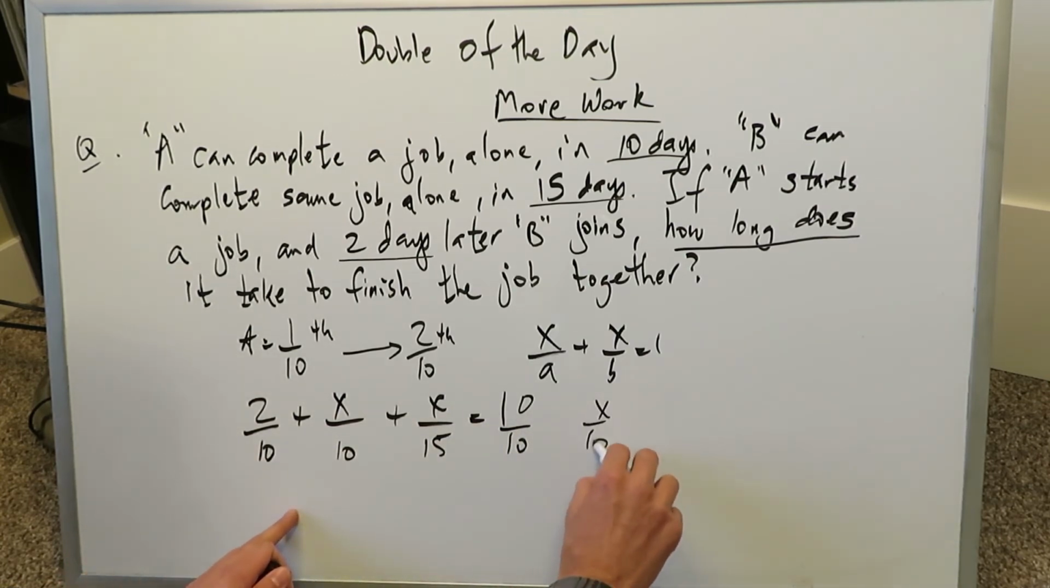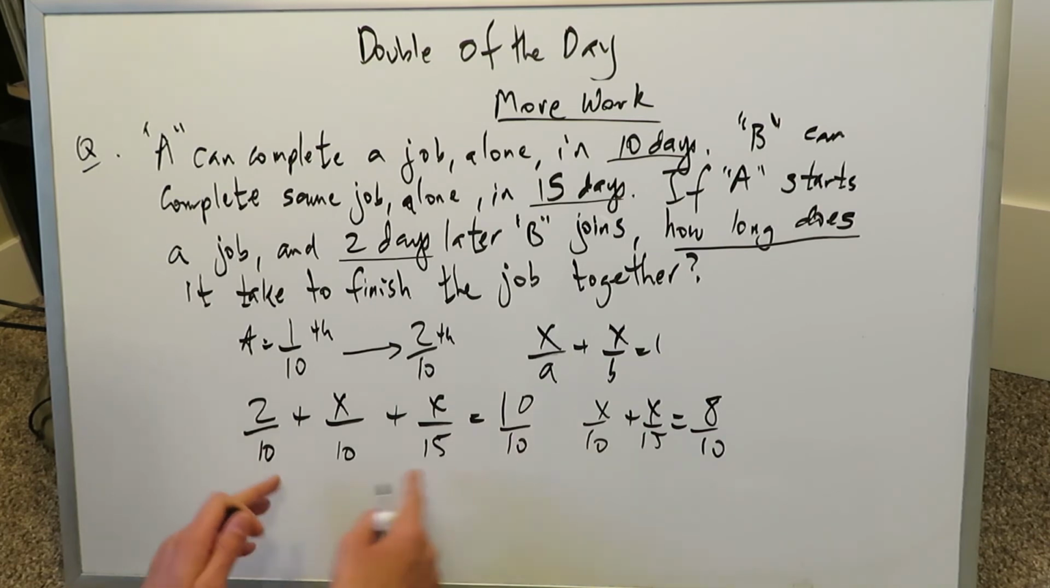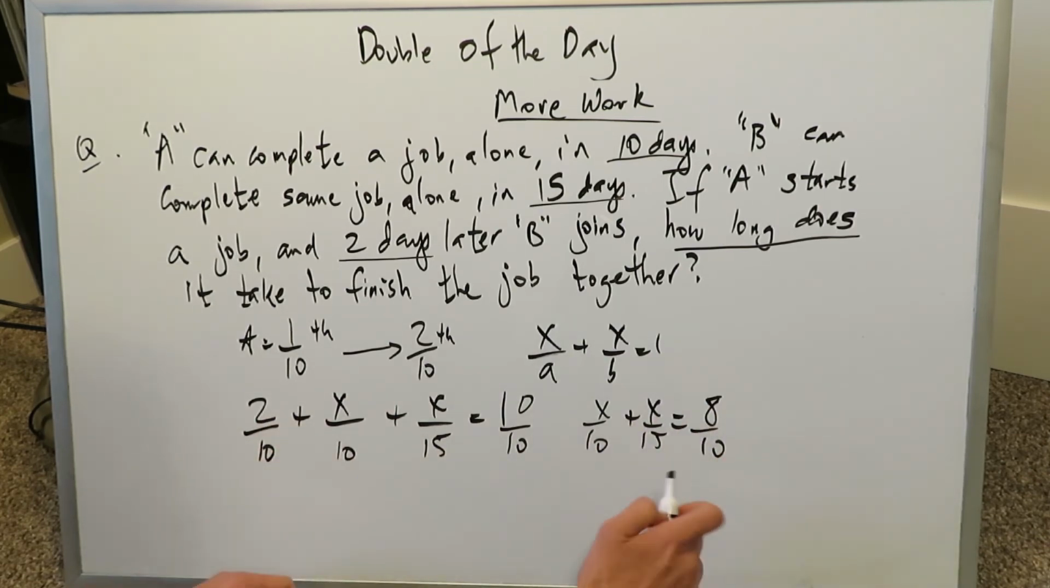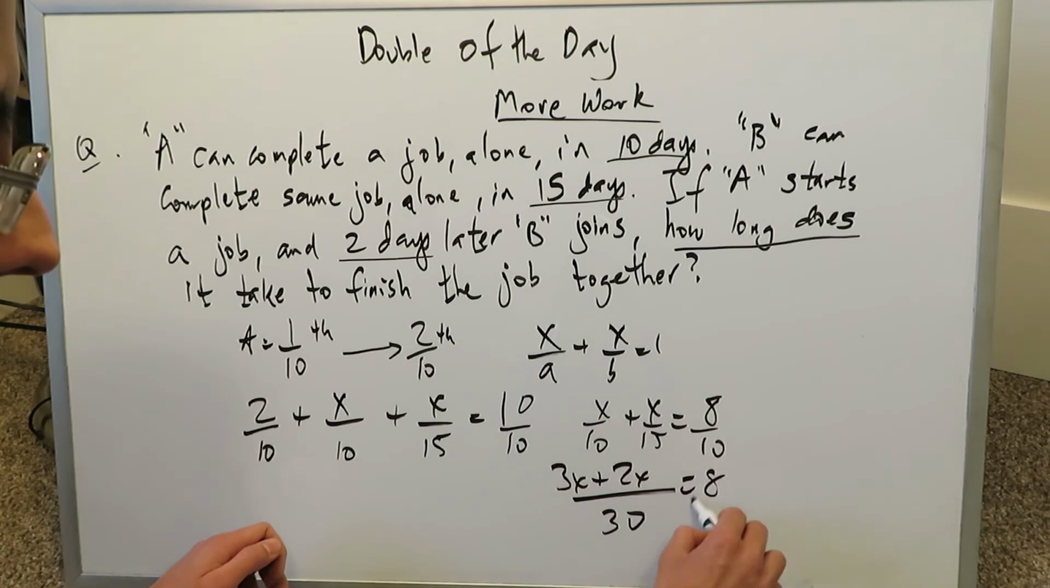So I have x over 10 plus x over 15 is equal to 8 over 10. Right? 1 is 10 over 10, and 10 over 10 minus 2 over 10 is 8 over 10. Common denominator here is 30. 10 goes in 30 three times, 3x. 15 goes in 30 two times, 2x is equal to 8 over 10.